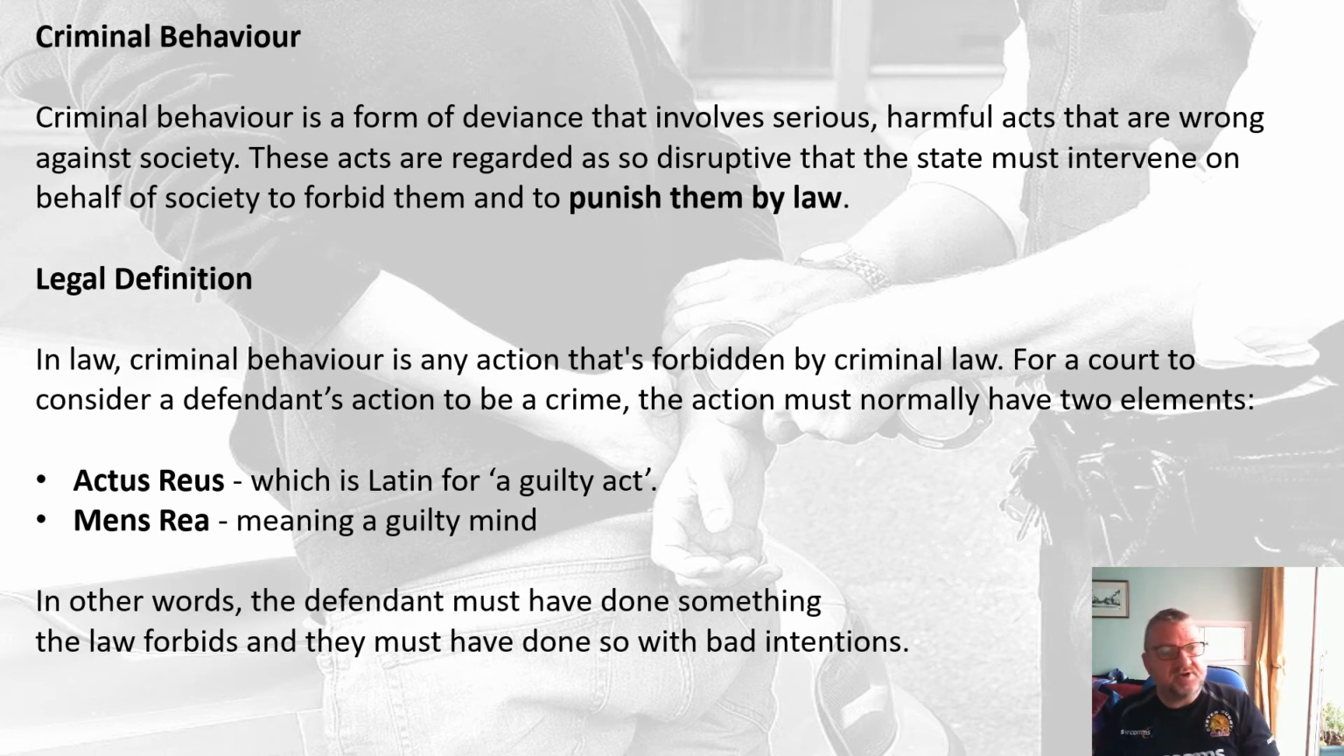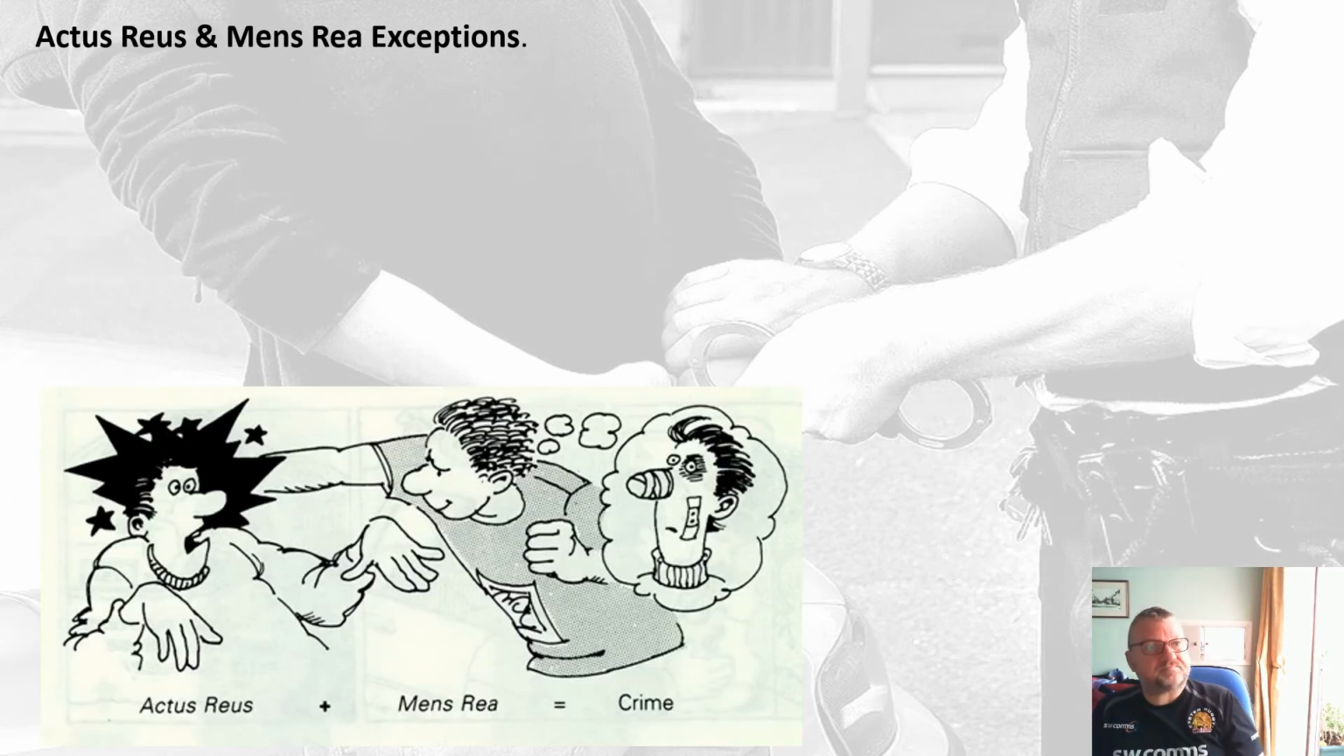So in other words, the defendant must have done something wrong that the law forbids, and they've got to have done it with bad intentions. That generally are the two elements of criminal behaviour. Actus reus, guilty act, mens rea, guilty mind. So, actus reus plus mens rea equals crime. Thinking you're going to hurt someone and then actually going out and smacking them in the face. Therefore, assault, a crime.